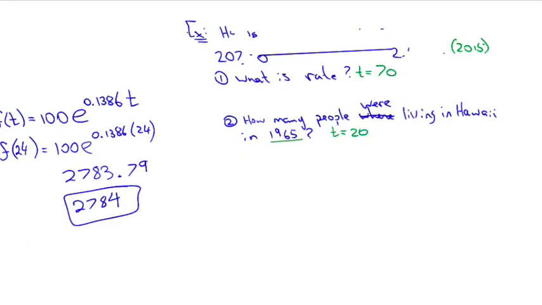All right, so how do I find the rate? So you start off with f of t is equal to Pert. And you plug in what you know. What do I know? That the population was 207,000. So I can put in 207,000 here.